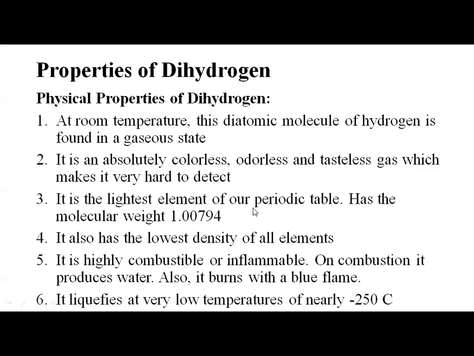It is the lightest element of our periodic table or in the universe and has a molecular weight of 1.00794 unified mass, or you can take it as 1.008 unified mass. At standard temperature and pressure, it exists in the gaseous state. It has the lowest density of all elements. It is highly combustible. On combustion, it produces water, and it burns with a blue colored flame. It liquefies at low temperatures of nearly minus 250 degrees Celsius.